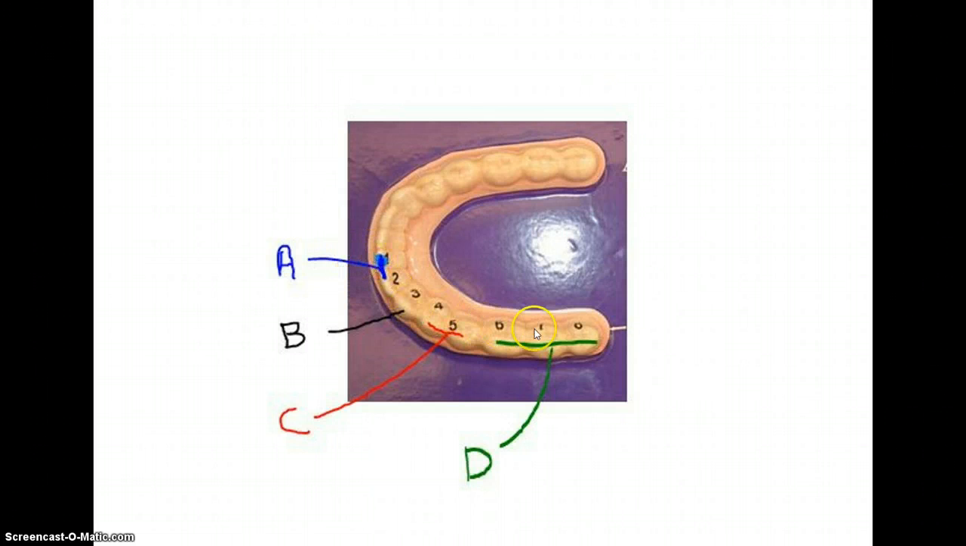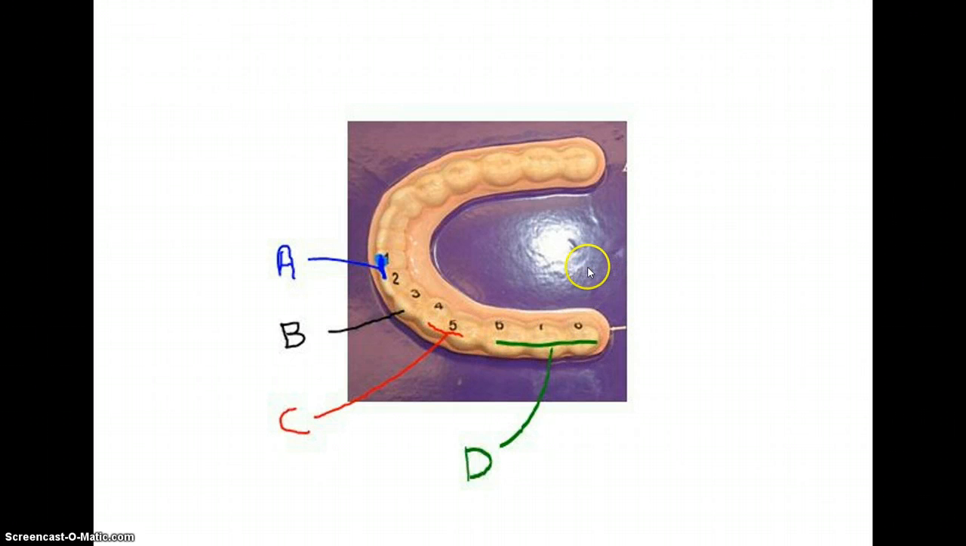Teeth. In one quarter of the mouth, you have the incisors, there's 2, canine, there's 1, bicuspids, 2, and 3 molars. 2 incisors, 1 canine, bicuspids, molars. It's 2, 1, 2, 3.